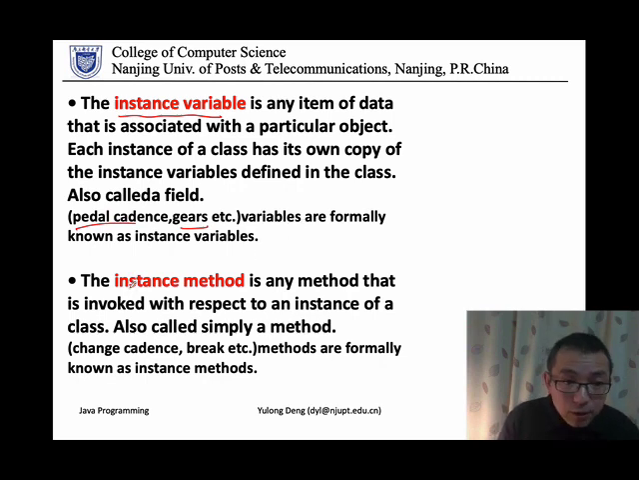And next is the instance method. How to change the values of the variables? You cannot directly change them. It's not allowed. It must be changed with methods, with these instance methods. For example, if you want to change the speed, use the brake method. If you want to change the pedal cadence, use the change cadence method. If you want to change gears, use the change gears method. These methods will change this data, the variables inside the object, safely. So we have instance variables with instance methods. That's the idea for them.